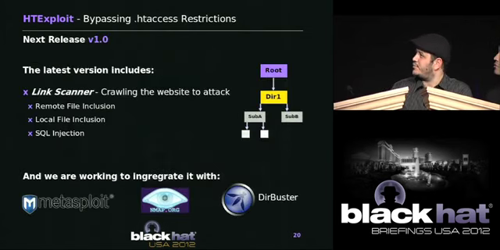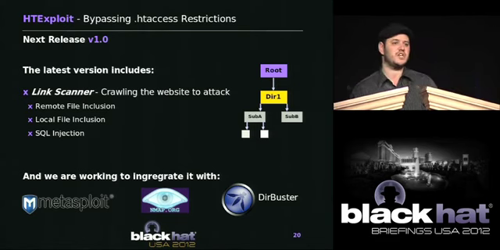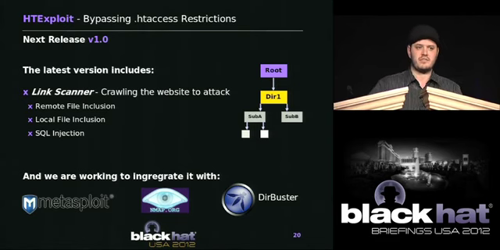And what is the roadmap? Our next release is going to be 1.0, which includes the link scanner that we have shown during the demo, and it will also include remote file inclusion, local file inclusion, and SQL injection. That would be next month on our site. Now you can download version 0.7. It's a beta version that works perfectly fine. You can download it now and try it out.